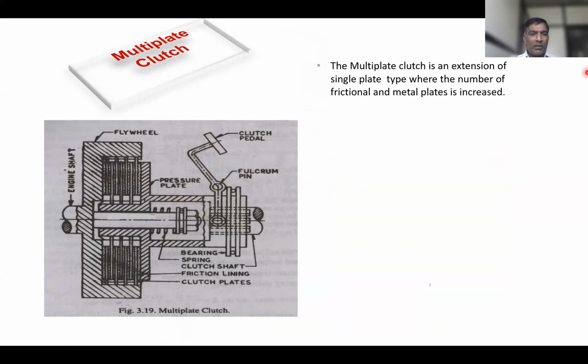So should I proceed for multi-plate clutch? Yes, sir. Yes, sir. Okay.